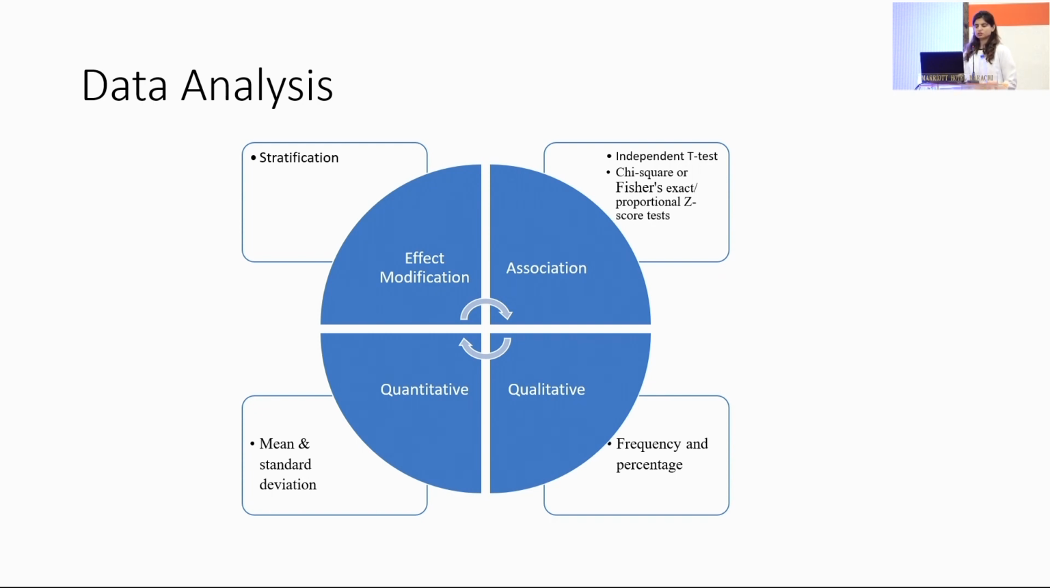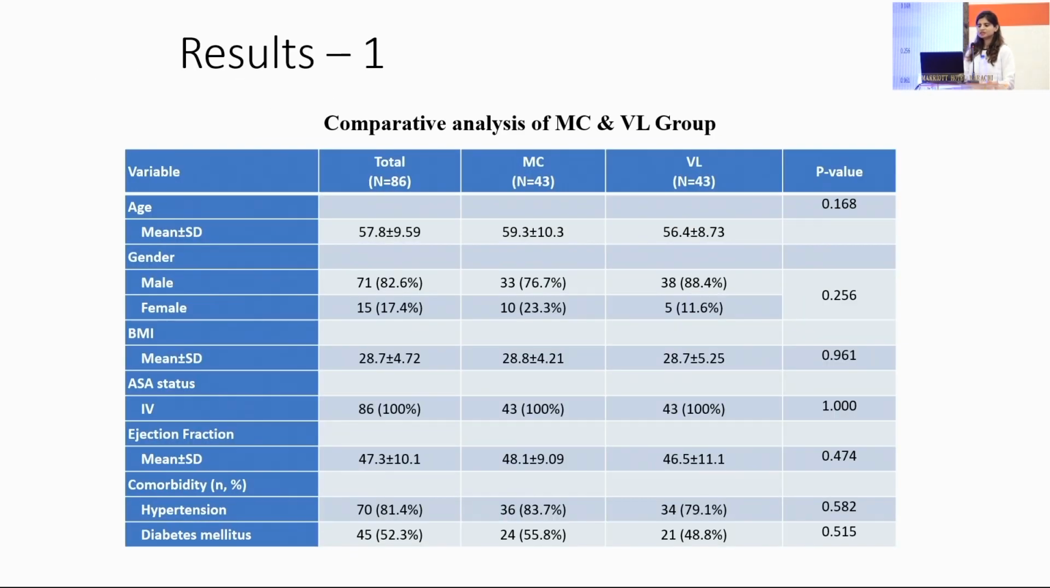Statistical analysis was done using RStudio. For the descriptive analysis, for the quantitative variables, mean and standard deviation were computed. For the qualitative variables, frequency and percentage were computed. In the inferential analysis, independent t-test was used for the quantitative variables, while chi-square or Fisher exact test was used for the qualitative variables. This is the comparative analysis of Macintosh group and video laryngoscope group.